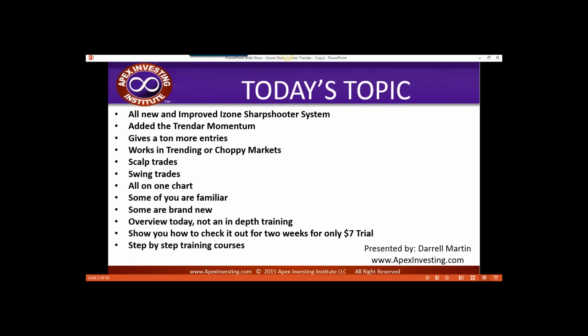You've got all these charts and all these monitors and all these different systems and rules, and the IZONE sharpshooter system really brings everything together, all on one chart, and lets you trade all of those types of markets from one chart. It gives you a great overall view of what's going on with the market, what the market condition is, and it's a great system.